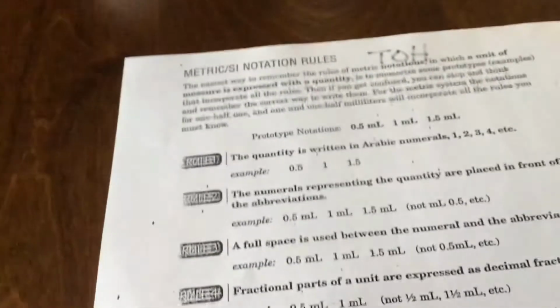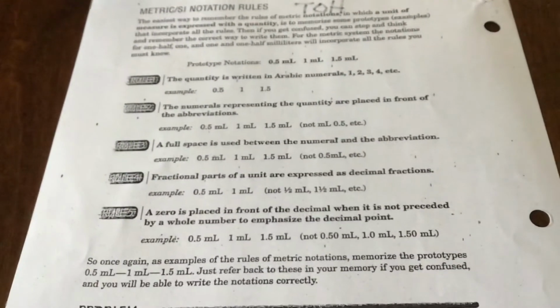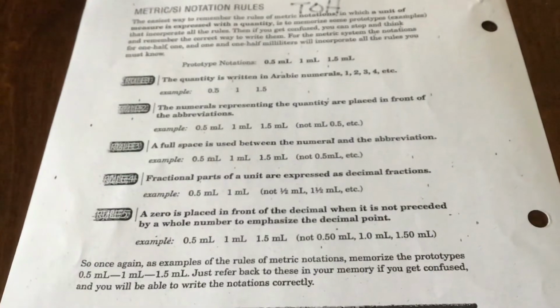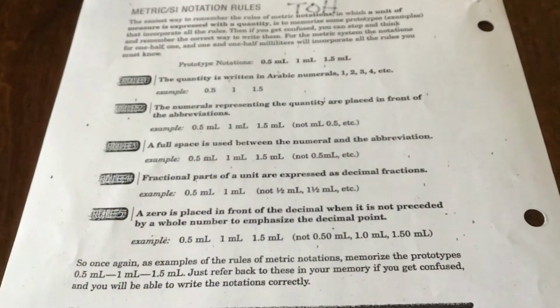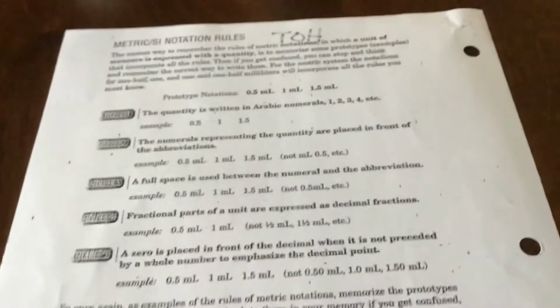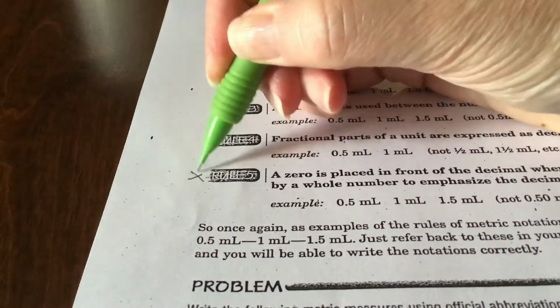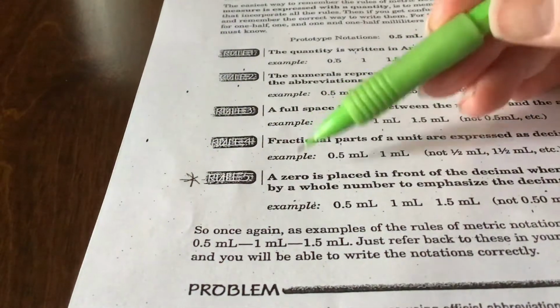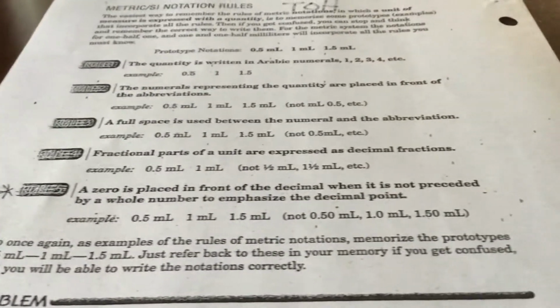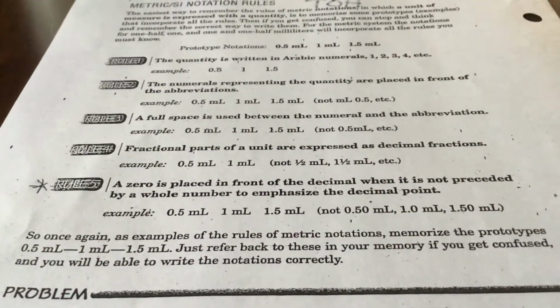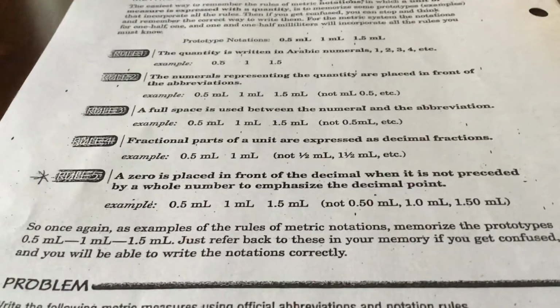The next page of your assignment goes through the rules about notation in healthcare. The big one, the most important one, is rule number 5. It says a 0 must be placed in front of the decimal when it is not preceded by a whole number to emphasize the decimal point.